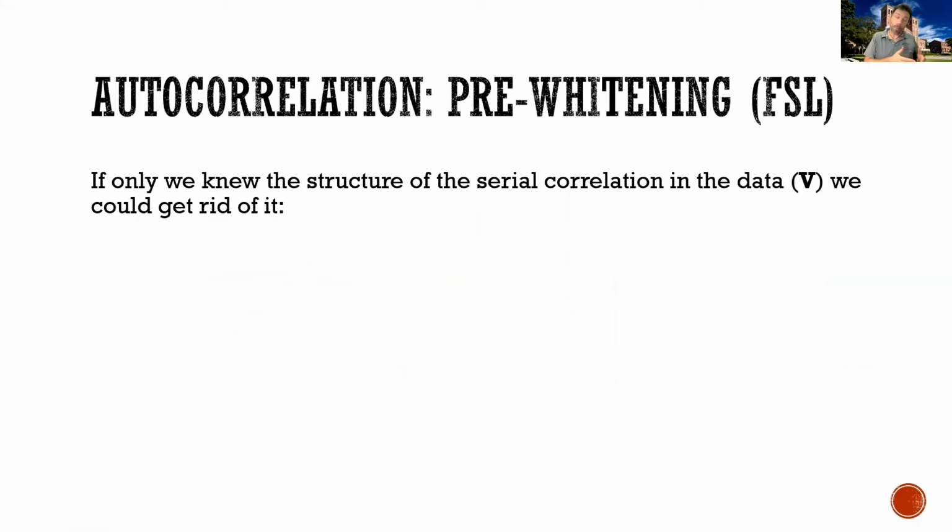Now, that was part number one of how to address autocorrelation. Part number two is pre-whitening. Or rather, today, either you do pre-whitening or you don't do anything. And I'll get back to this point in a few slides. Now, the idea with FSL is the following.